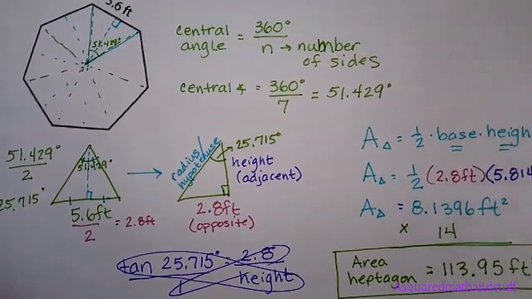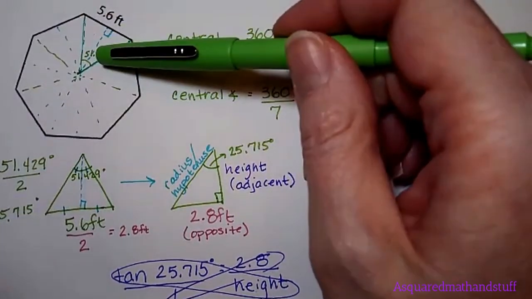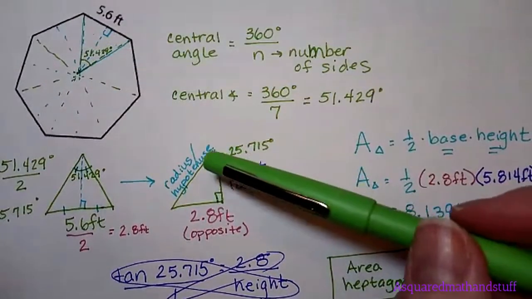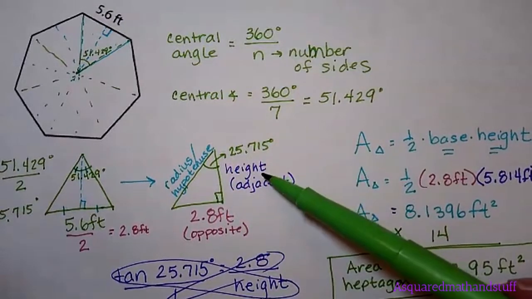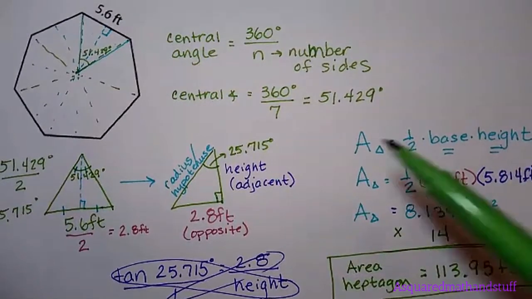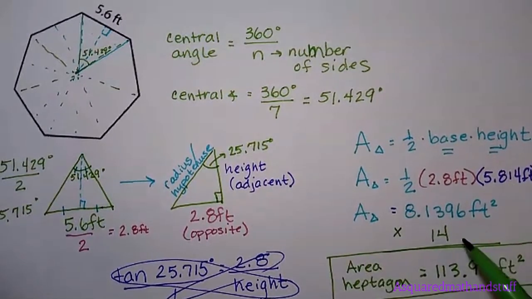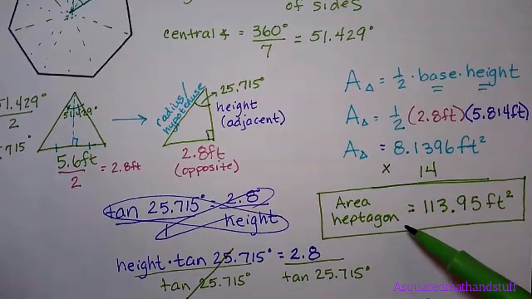So recap, regular polygon, given just a side length, we have to calculate the central angle. Then we divide that central angle in half, use our trig ratios to calculate the height of the triangle. That way we can calculate the area of the smaller triangle, multiply it by 2 times the number of sides, and we'll get our final area for our regular polygon.